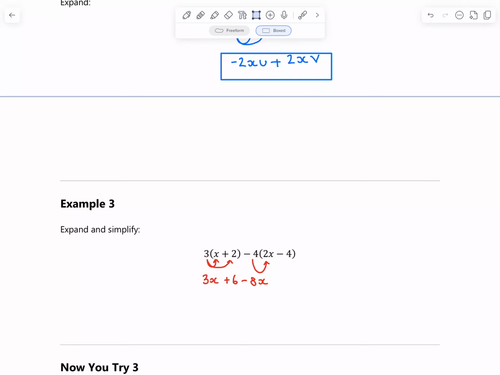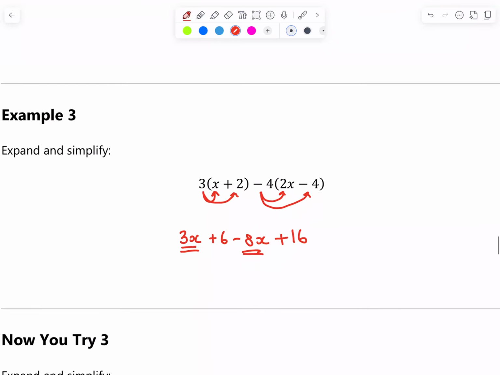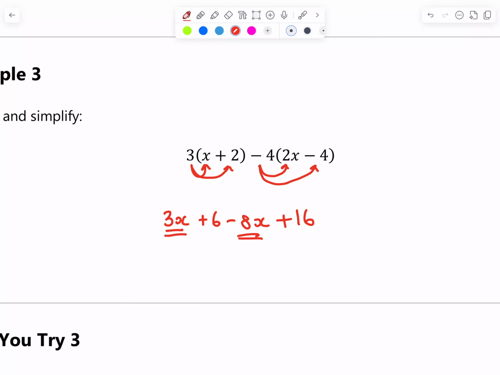Let's see if I could just move this a bit so I have a bit more space. So we did that times that already. And then finally, this times this. Be careful of the negatives. Negative 4 times negative 4 is positive 16. Okay, let's collect like terms. So those two are like terms because they both have x. So you've got 3x take away 8x, so it's 3 take 8, which is negative 5x.